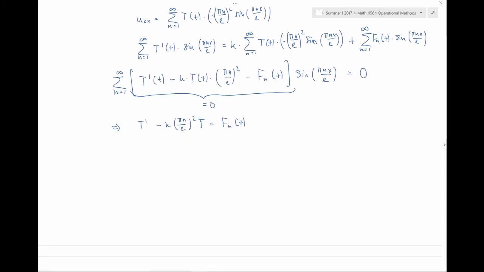Every differential equation has to be supplied with an initial condition, and the equation for T is no exception. But how do we get such an initial condition? Well, we do know that for time t equals 0, the solution u of x, 0 should be f of x. But at the same time, it is a summation as n goes from 1 to infinity of T_n of 0 times sine of pi n x over L. Therefore, each T_n of 0 has to be the sine series expansion coefficient of the little f of x.